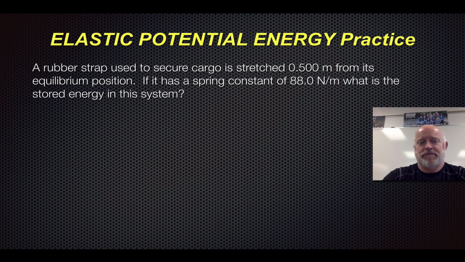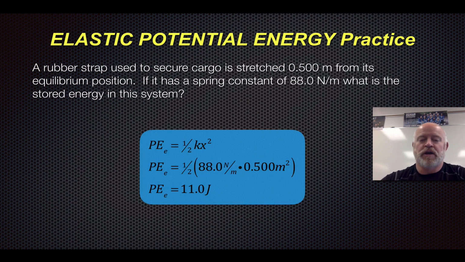So here's our practice problem now. A rubber strap is used to secure cargo. It is stretched 0.5 meters from its equilibrium position. It has a spring constant of 88 newtons per meter. What is the stored energy of the system? Okay, so we know the distance that we stretch it. We know the spring constant. Let's plug it in and solve. Okay, go ahead and do that and pause the video. And when you're done, we'll show you the answer.